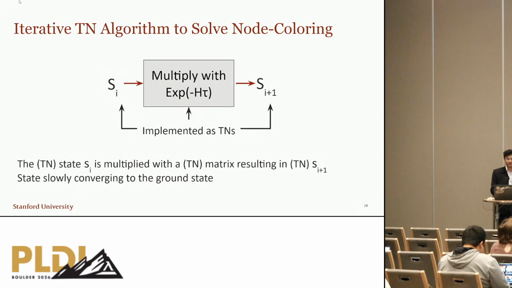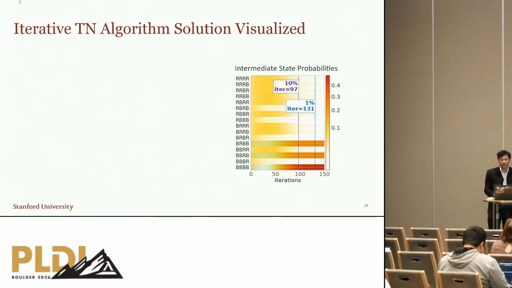A compiler in this case will use an iterative algorithm that will take your quantum state S, apply an operation on it, which is a function of the Hamiltonian, and give you the next state S_{i+1}. All of these 3 things have to be implemented as tensor networks in this problem, and you want to slowly converge the quantum state to the ground state. The result of this algorithm can be seen as this heat map. This just visualizes the probabilities of each state across all iterations with the weights shown right here.